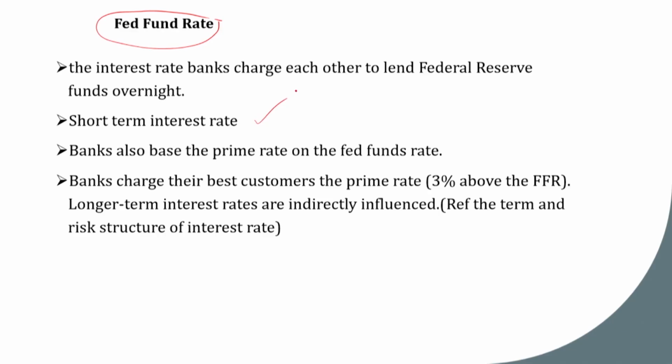This also has implications for other interest rates, because banks base the prime rate on the Fed fund rate. For instance, banks charge their best customers the prime rate, just 3% above the FFR. So longer-term interest rates are indirectly influenced. Please refer here to the term and risk structure of interest rates. You know how short-term and long-term interest rates are related, and you also see that the rate of interest on one instrument is related to another based on the risk structure as well.